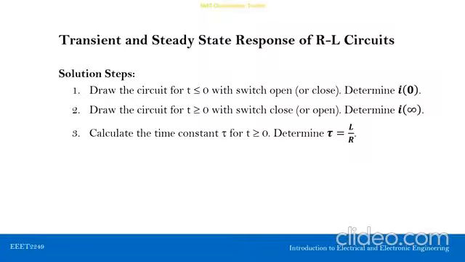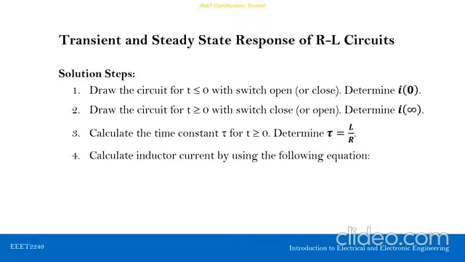Step 3, calculate the time constant tau for t greater than or equal to 0, which for an RL circuit is tau equals L over R. Step 4, calculate the inductor current by using the following equation, which is i(t) equals I infinity plus [I0 minus I infinity] e to the power minus t over tau, where for an RL circuit tau equals L over R.